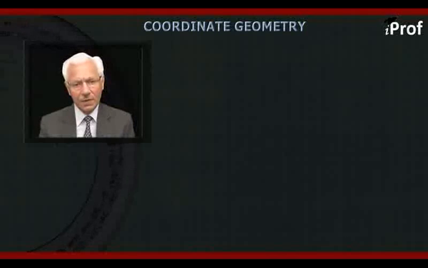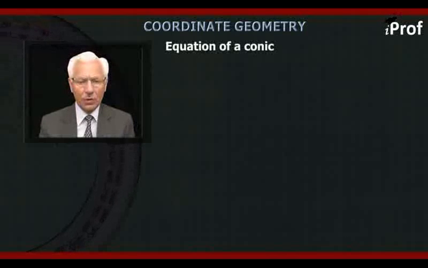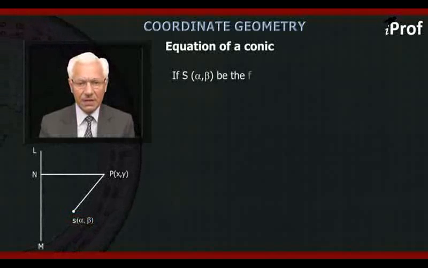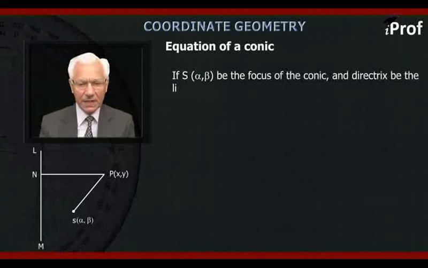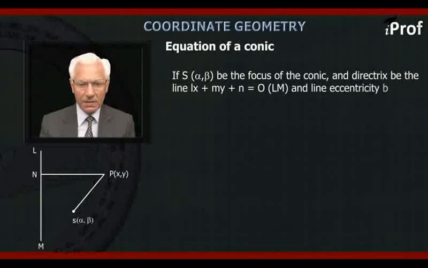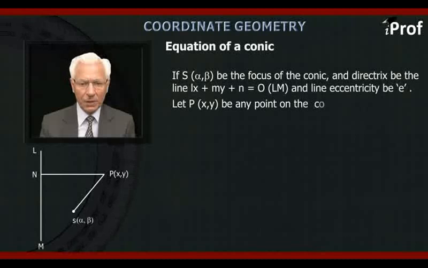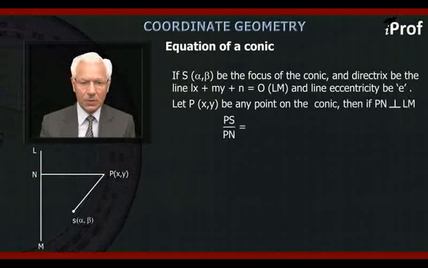Now we discuss how to find the equation of a conic in general. Let S(alpha, beta) be the focus of the conic, the directrix be the line lx + my + n = 0, call it LM, and the eccentricity be e. Let P(x, y) be any point on the conic. Then, if PN is perpendicular to LM, PS upon PN is equal to e. That is the definition of a conic.